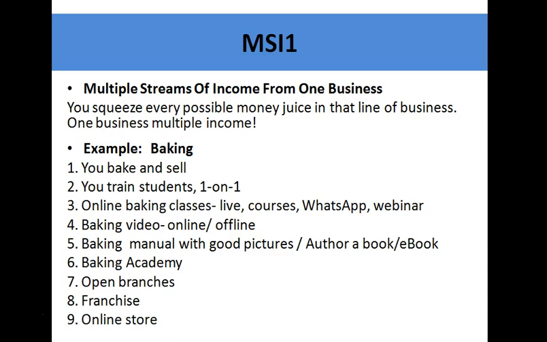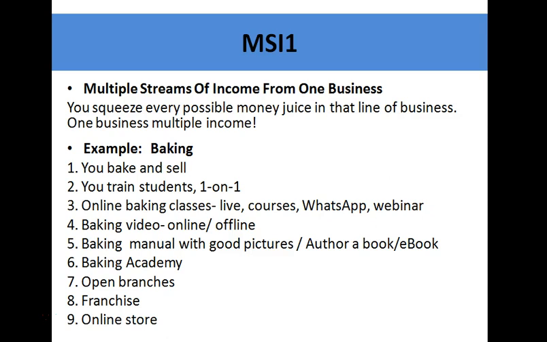Like I've said over and over, it's not limited to baking. This is just an example. But if you look at it now, we've looked at like 15 different ways to earn from just one line of business. So look at that business you are doing currently. How many incomes are you creating from that line of business? Have you squeezed every possible money juice in that line of business?